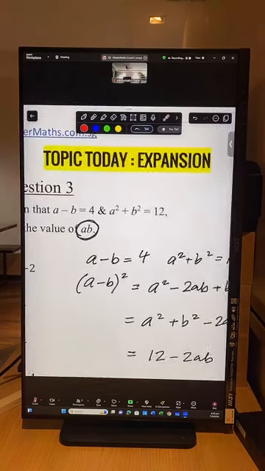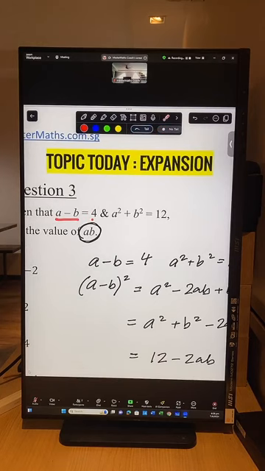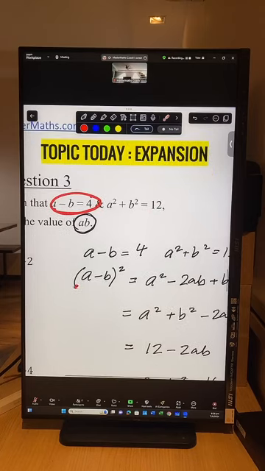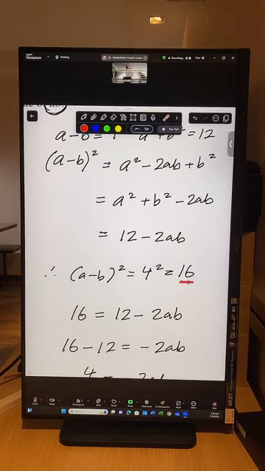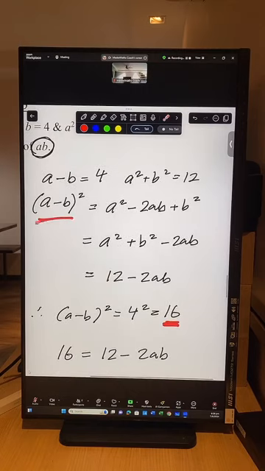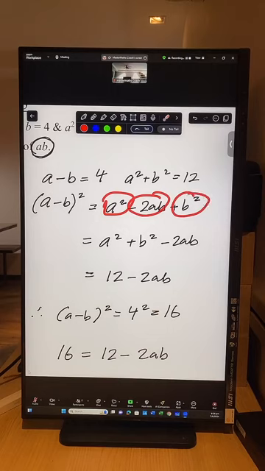So we start with knowing that A minus B equals 4 and A square plus B square equals 12. So if A minus B equals 4, therefore (A minus B) squared will be 16. Right? But (A minus B) squared is also A square minus 2AB plus B square, which we can rearrange to put A square plus B square minus 2AB. Basically, I can rearrange the terms. But remember, the negative sign here needs to stick to the 2AB. Okay, so when you move the 2AB to the last term, make sure the negative sign follows.